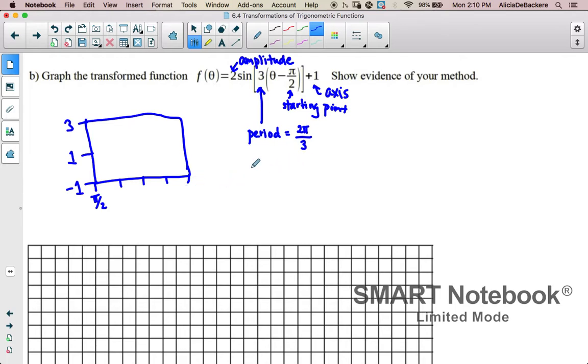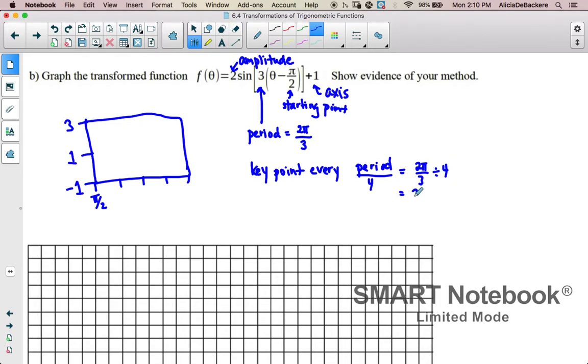That seems complicated. What we're going to do is figure out, well, where are the key points? Well, there's going to be a key point every period divided by 4. This makes sense because I took the box, remember, and I cut it into 4 sections. 1, 2, 3, 4. So I need to figure out how big are these 4 sections. So I take the period, 2 pi by 3, and I divide it by 4.